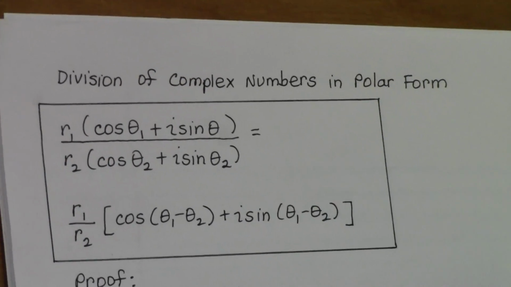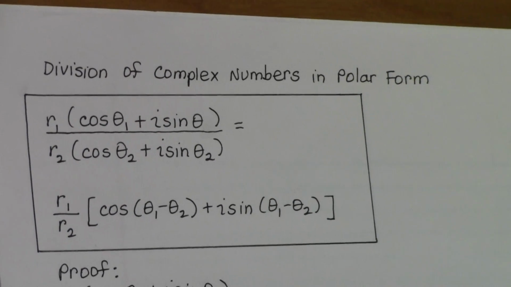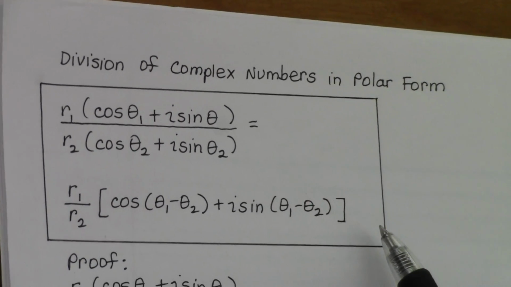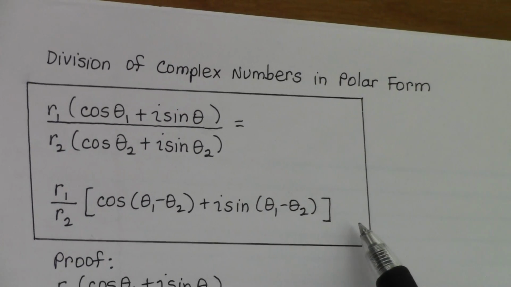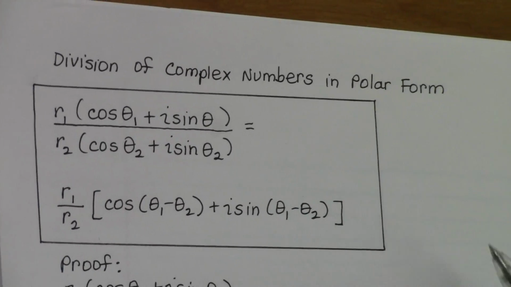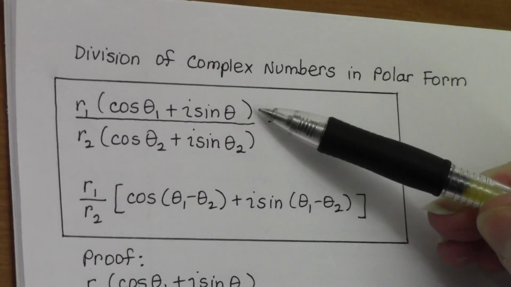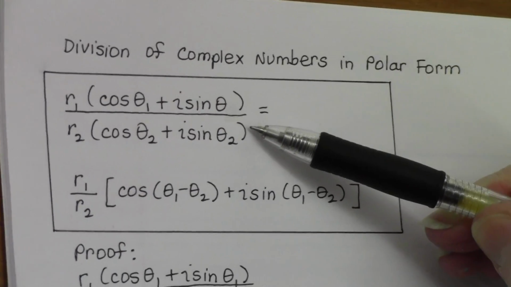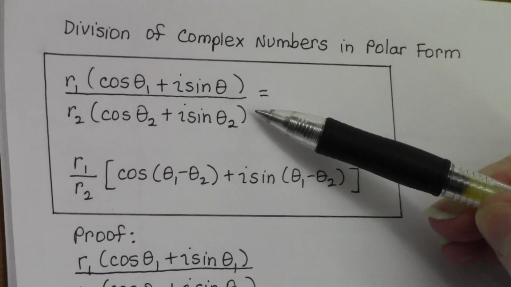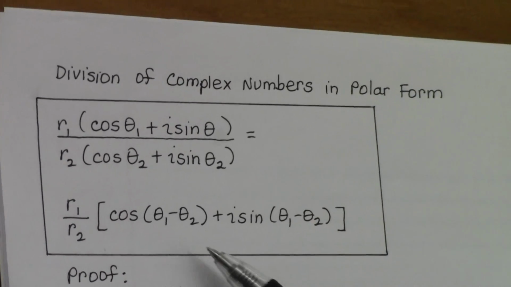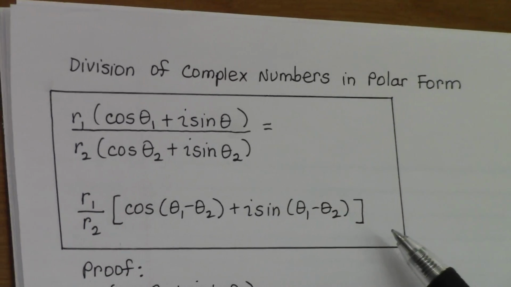Welcome to division of complex numbers in polar form. The plan here is to prove division of complex numbers in polar form, prove the formula, and then do an example. So the formula says that if you have two complex numbers in polar form and you divide, it's really quite simple. You just divide the R values and then you subtract the angles.